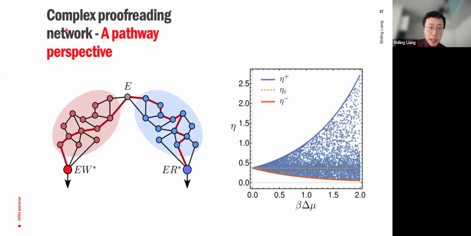Additionally, in a more complex system, if we have more intermediate states, we can use the same approach too. So we don't need to do any optimization. We only need to find the pathways. We only need to look at the topology of the network.